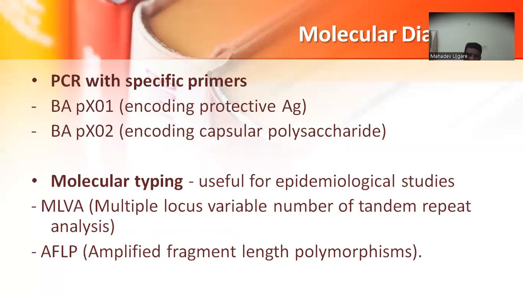Now, molecular diagnosis. In molecular methods, the most important is PCR with specific primers. The first one is pXO1 encoding protective antigen, and the second one is pXO2, encoding capsular polysaccharide. Now, molecular typing is useful for epidemiological studies: MLVA, that is multiple locus variable number of tandem repeat analysis, and AFLP, that is amplified fragment length polymorphism.